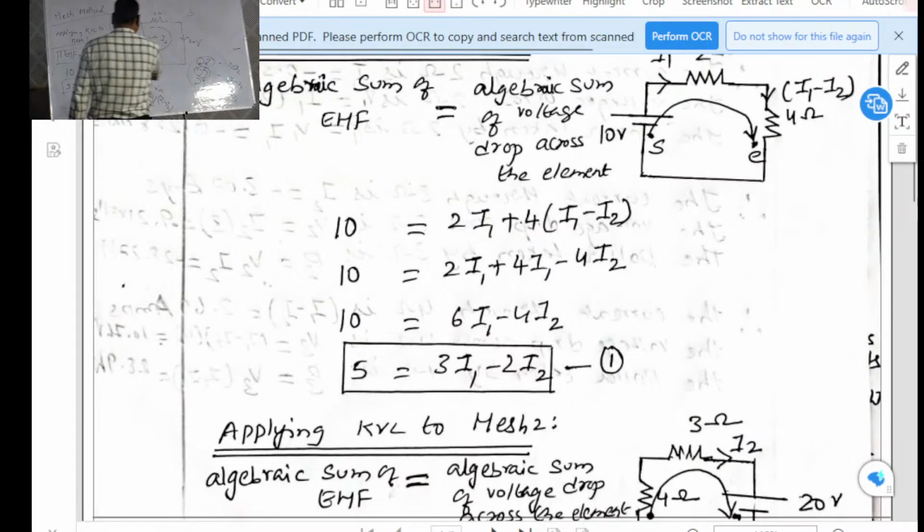What is the current in 2 ohms? Check it. We don't have another loop. 4 lies between 1 and 2, but 2 does not lie. So it is a single current. But 4 lies in both 1 and 2, so two currents, I1 and I2. After getting all the information, you make equation 1. Equation 1 is clear, all of you?